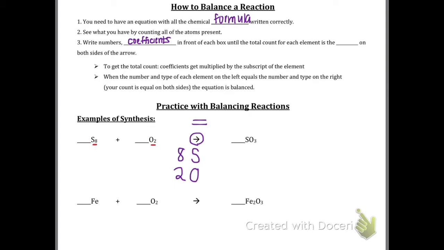Now, on the right-hand side, how many sulfurs and oxygens do I have? I have only 1 sulfur and 3 oxygens. Now, when you do a comparison, you can see that 8 and 1 do not equal each other, and 2 and 3 do not equal each other as well. So, we're going to have to make this even.